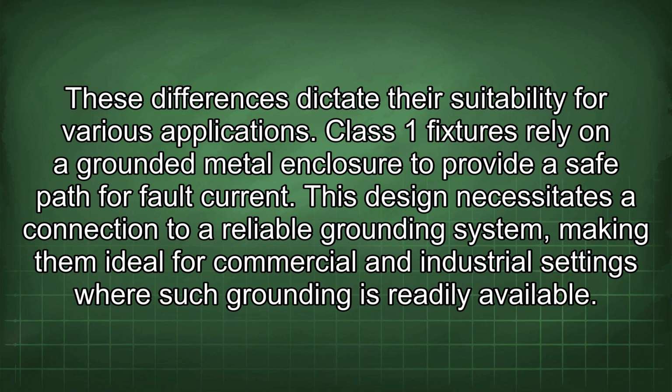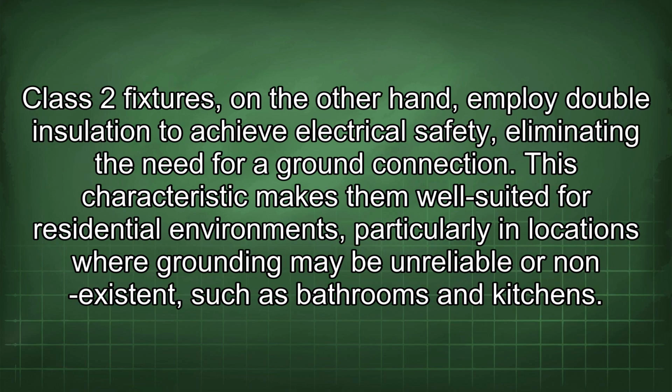Class 2 fixtures, on the other hand, employ double insulation to achieve electrical safety, eliminating the need for a ground connection. This characteristic makes them well suited for residential environments, particularly in locations where grounding may be unreliable or non-existent, such as bathrooms and kitchens.